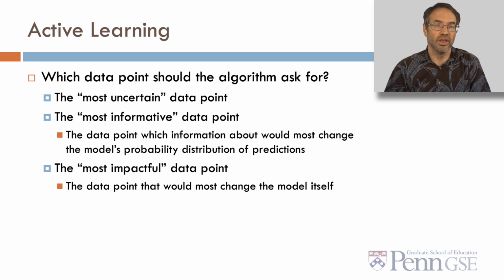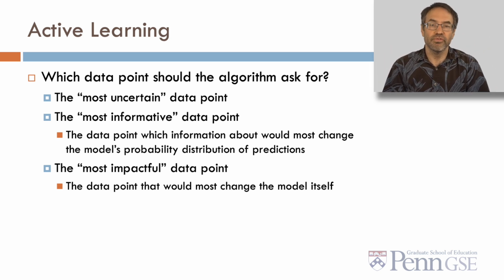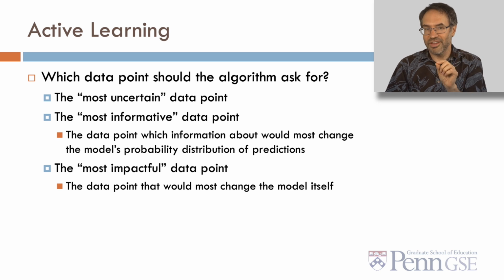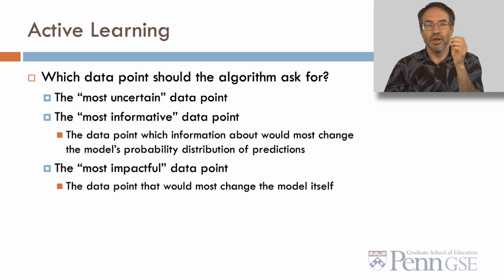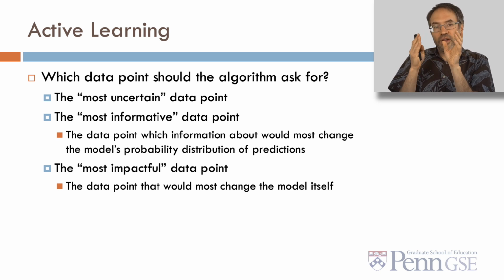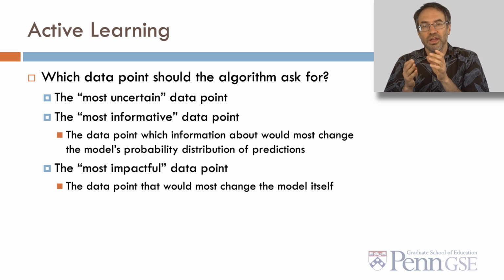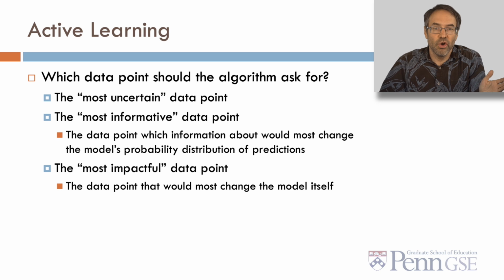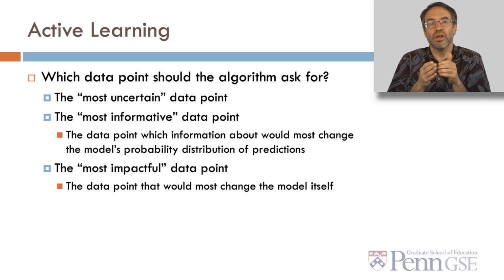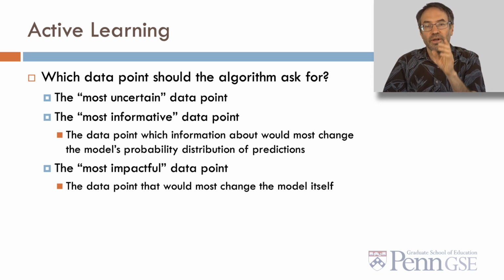We just don't know what the answer is. Maybe it's the most informative data point. You might think that sounds really similar to the most uncertain, but the most informative data point is the data point which information about would most change the model's probability distribution of predictions. So, whereas uncertain is, this is a data point I just don't know about, informative is the one that gives me the most new information.